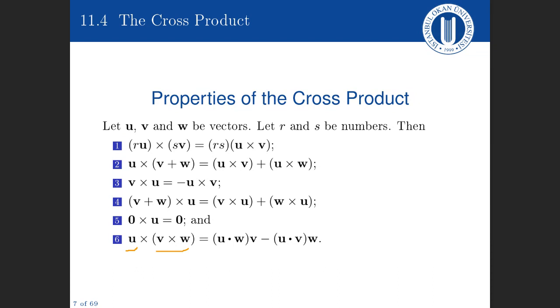On the right-hand side, U dot W, that's vector dot vector. That's a number. And then we have number multiplied by a vector, which gives a vector. And the same, U dot V times W, that's number multiplied by a vector, which is a vector. Both sides of this equation are vectors.